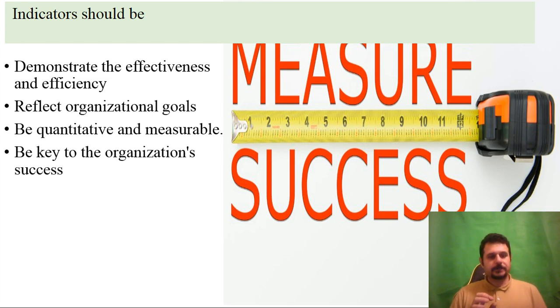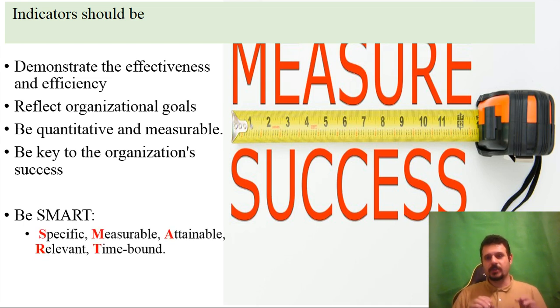Also, be quantitative and measurable. We should sense the KPI and the effect and impact of the KPI in our organization, our company. Be key to the organization's success and play a key role in our organization's success. We should align all of these things with our organizational goal. Actually, the KPI should be SMART. Do you know what SMART is? Yes: specific, measurable, attainable, relevant, and time-bound or time-boxed.